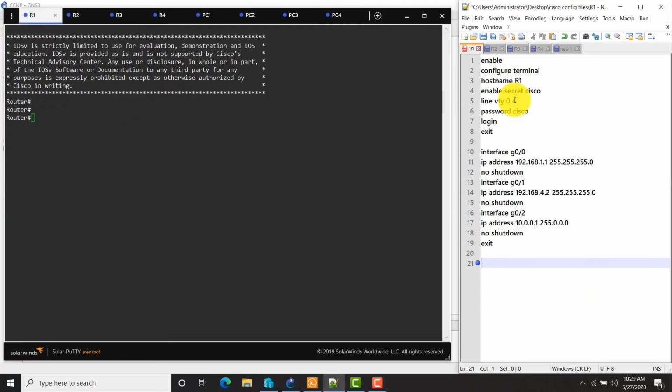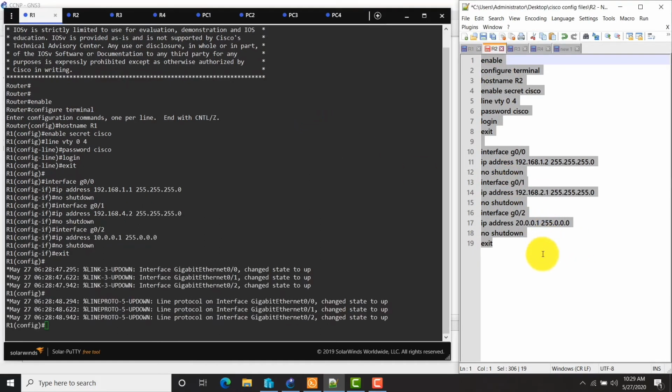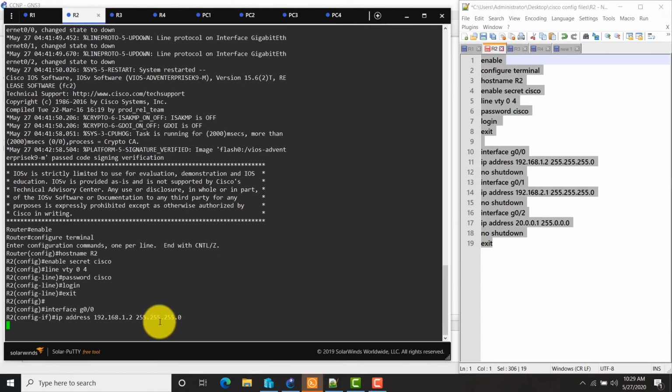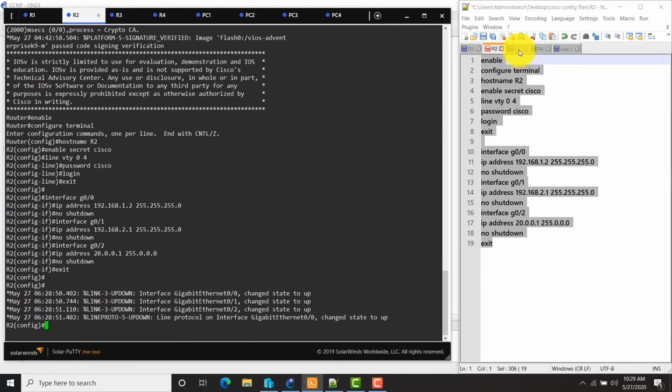Okay, now we can copy and paste all the configurations to these routers. Always try to copy the first one, and if it is working then you can paste to the remaining routers.